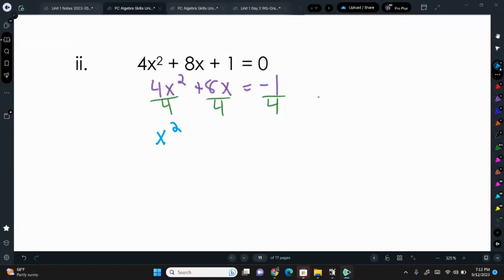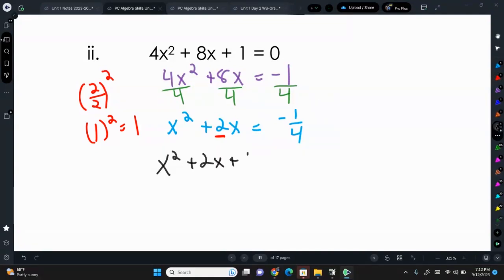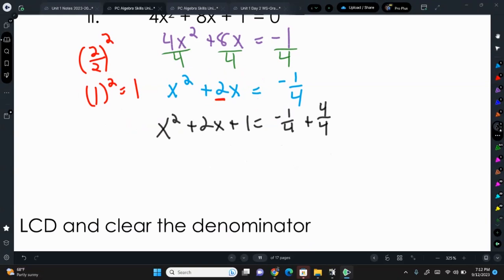So then we get x squared plus 2x equals -1/4. So now that we have our a value equal to 1, we can complete the square. Our b value is 2, so 2 over 2 squared, so 1 squared, which is 1. So we're going to add 1 to both sides. -1/4 plus 1, which 1 is the same thing as 4 over 4. We need common denominators in order to simplify. So the left side is going to factor to x plus 1 squared equals 3 over 4.